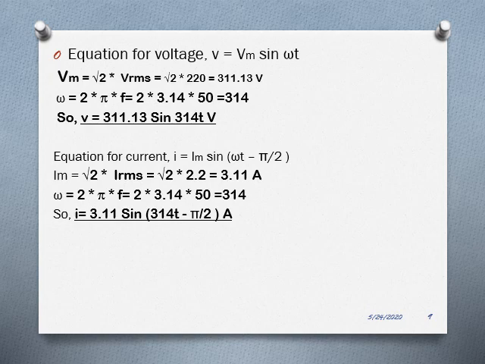Similarly, for the equation of current, I is equal to Im sin omega t minus pi by 2. So again calculate the maximum value of current by taking square root 2 into IRMS. And omega just like what we have calculated previously. So I is equal to 3.11 sin 3140 t minus pi by 2 amperes.